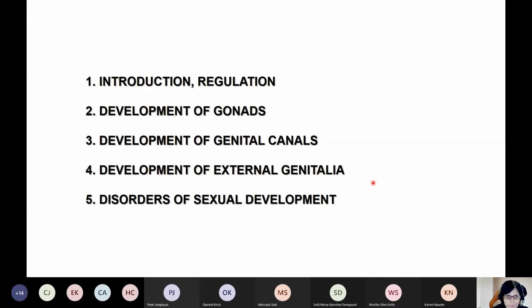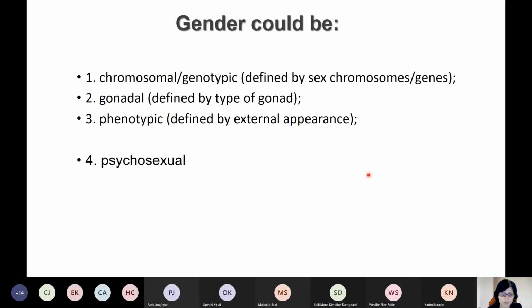Thank you. Then first we will start with this short introduction. We could have many different types of gender. In this case, we focus only on these three genders. Of course, there are other types. I have written only this psychosexual, but we have more other genders, but it is not our work to clarify these genders.